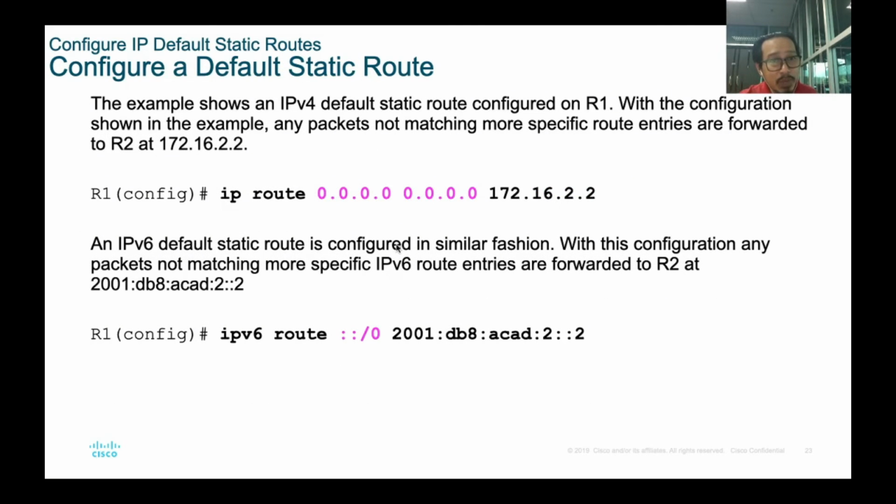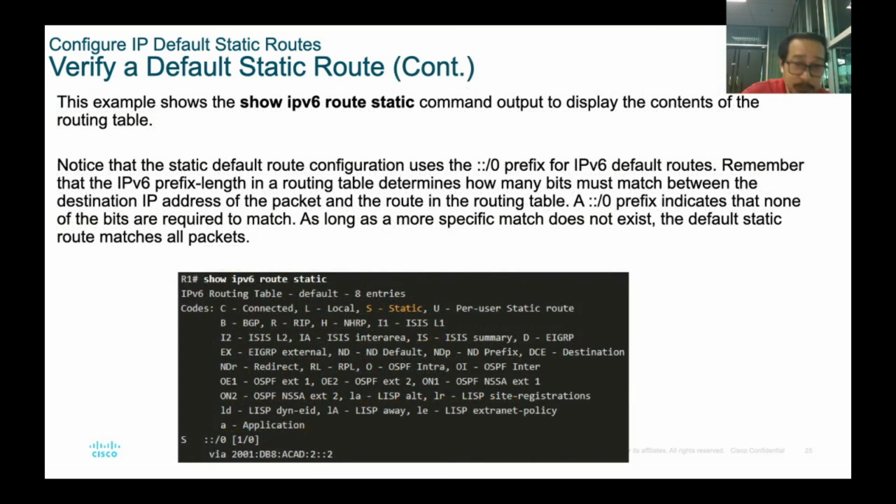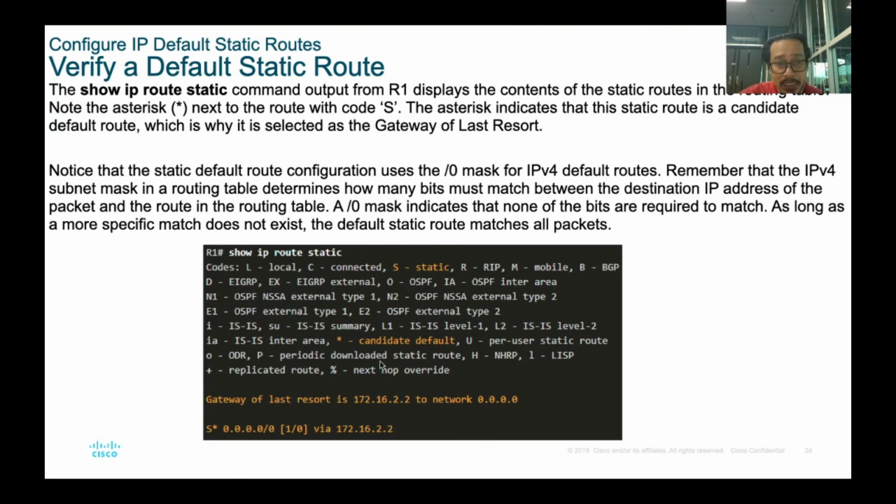For example, the command is ip route 0.0.0.0 0.0.0.0, the quad 0 route, and the exit interface. In the routing table, when you do show ip route or show ip route static, if you put static you filter for static only, it will be represented with an S because you are using a static route, but with the addition of an asterisk here. You see here, candidate default is the default route, and then it's either via or through the exit interface and so on. For IPv6, same, but IPv6 doesn't indicate a default with an asterisk.